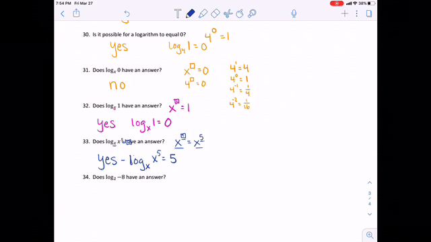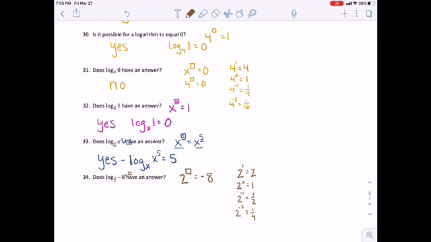Last question, number 34. Does log base 2 of negative 8 have an answer? Well, in order to do that problem, remember that this has to equal the exponent. So my base is 2, so I'm saying 2 to the what power equals negative 8. Well, I know that 2 to the first power is 2, which is bigger than negative 8. 2 to the 0 power is 1. 2 to the negative first power is 1/2. 2 to the negative second power is 1/4.